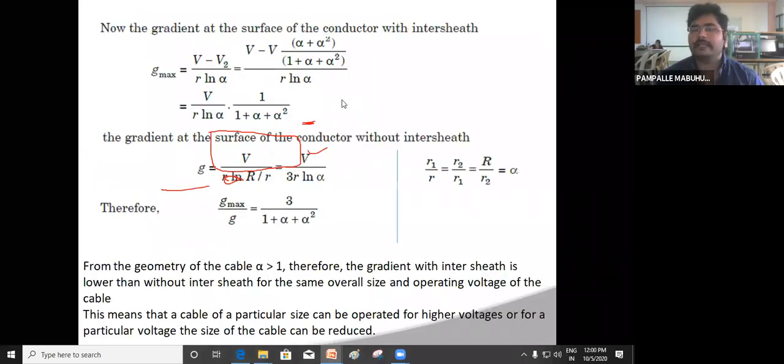Now you write the dielectric stress, or potential gradient, equation at the surface of the conductor with the intersheath.